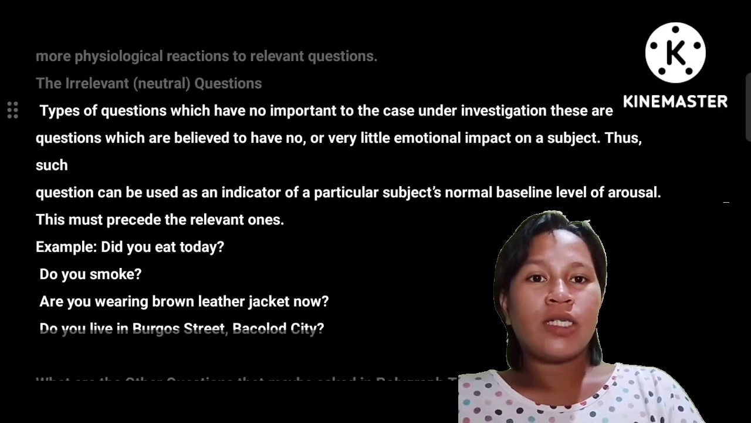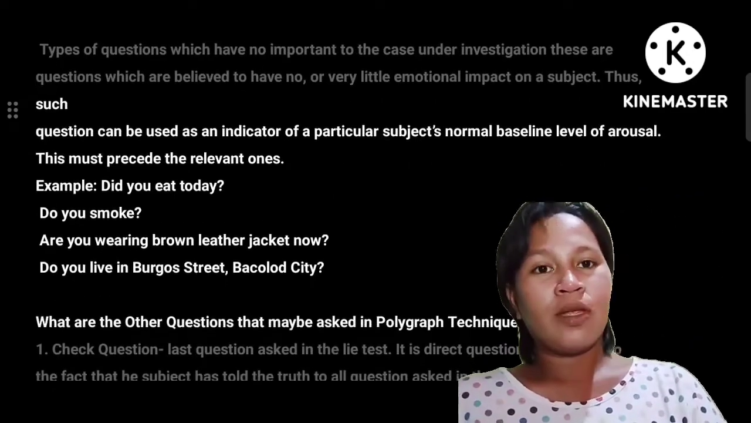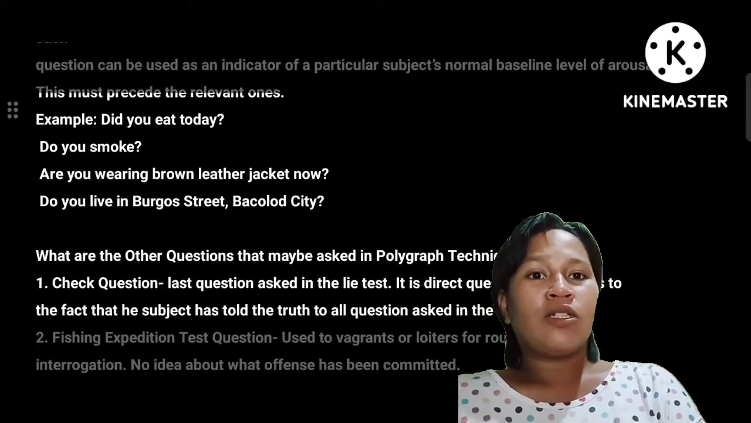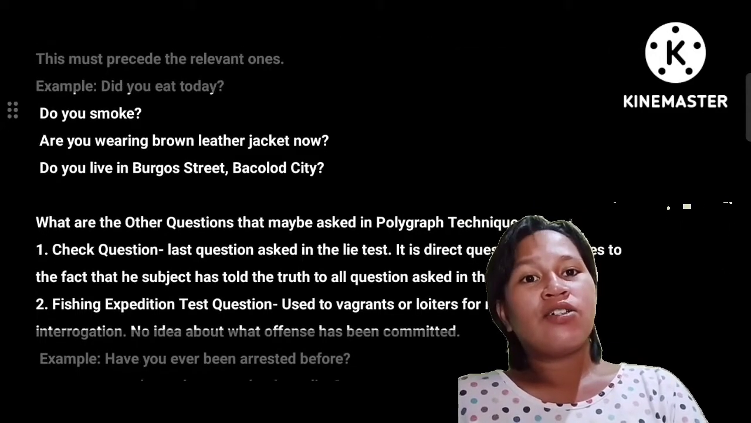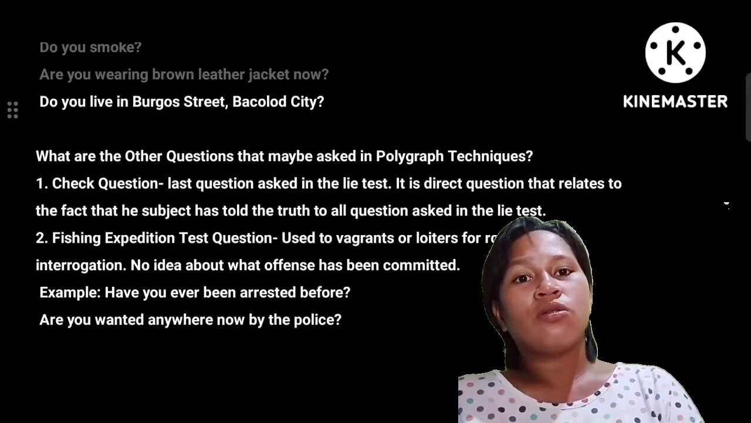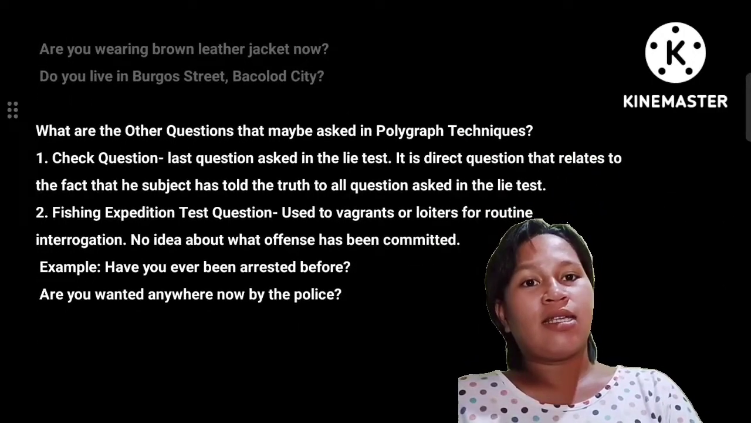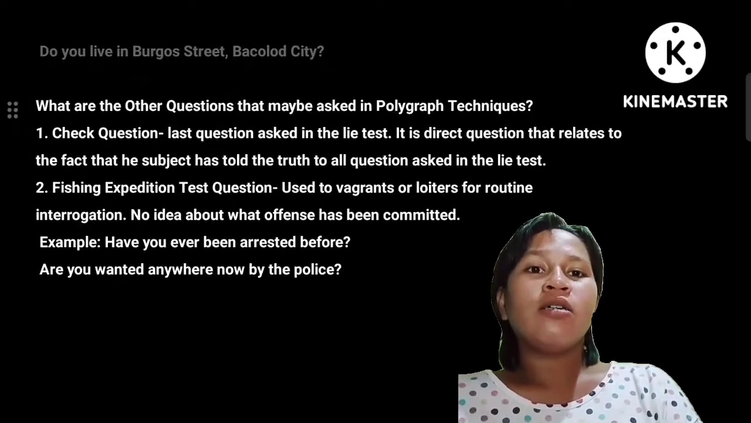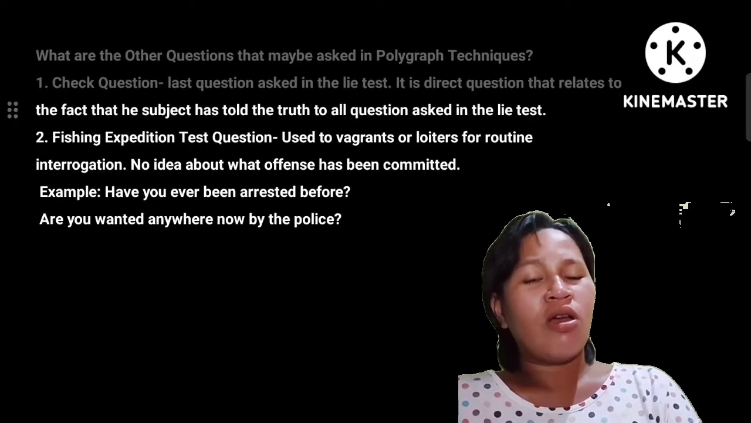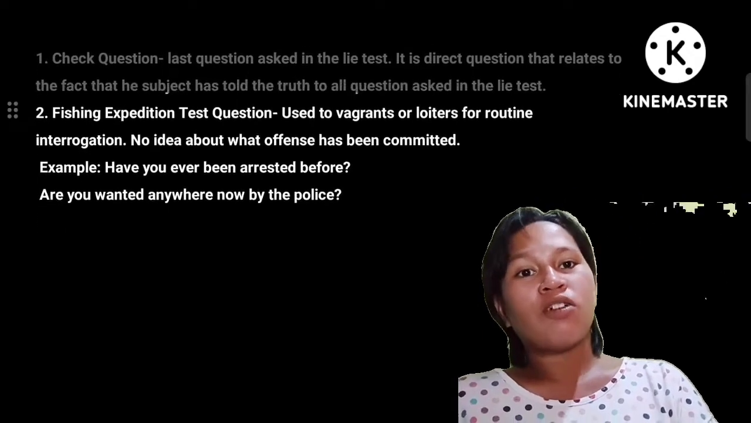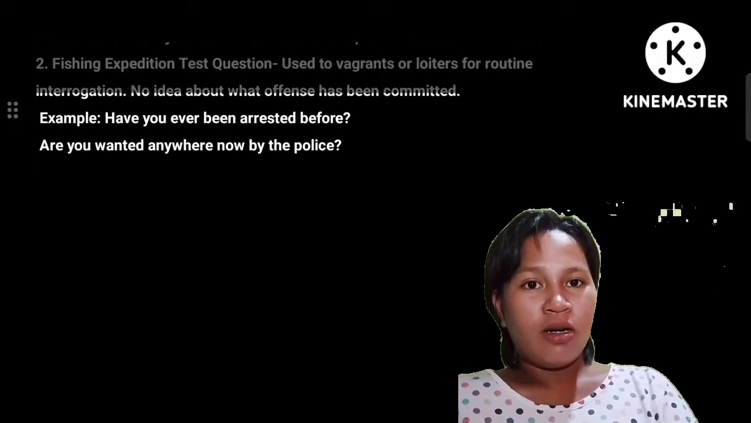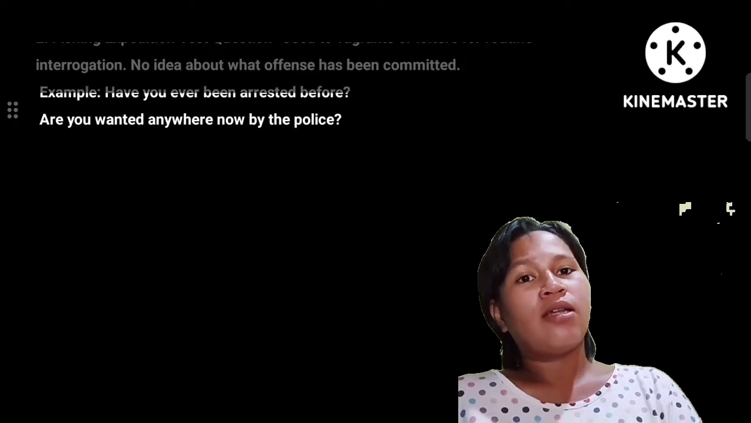There are other questions that may be asked in polygraph techniques. One is the check question, which is the last question asked in the test. It is a direct question that relates to the fact that the subject has told the truth to all the questions asked in the test. Two is the fishing expedition test question, used for routine interrogation with no idea about what offense has been committed. For example, have you ever been arrested before? Are you wanted anywhere now by the police?